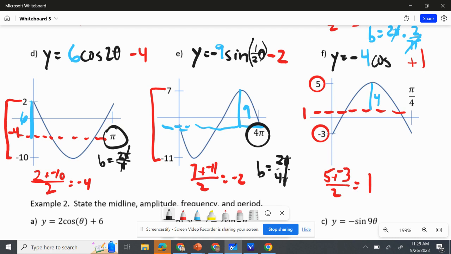In order to find my frequency, I'm going to take my 2 pi and divide it by my period, which is pi fourths. Keep, change, flip. I have 2 pi times 4 over pi. Pi's cancel. And I have 2 times 4, which is 8. So my B value is 8.